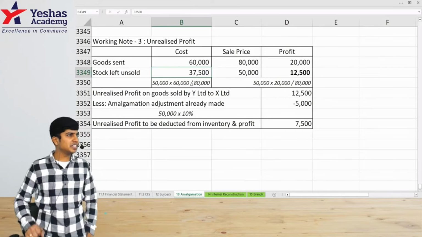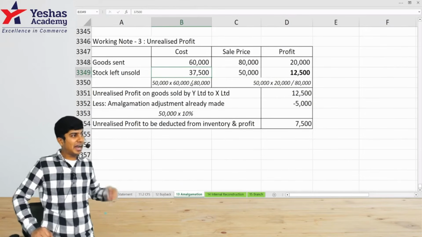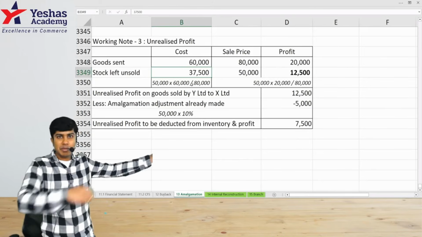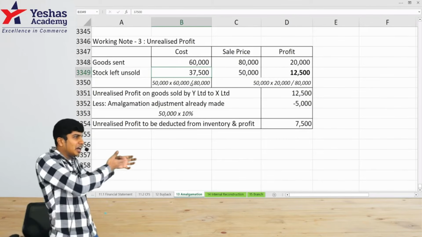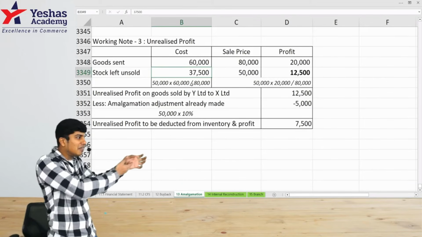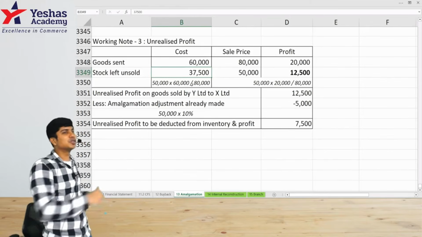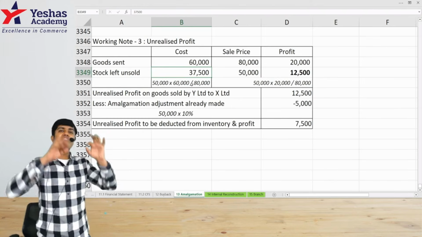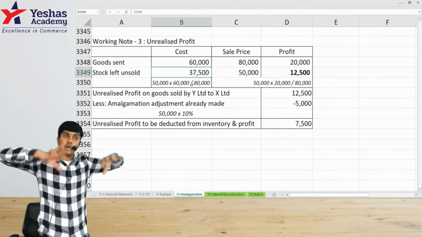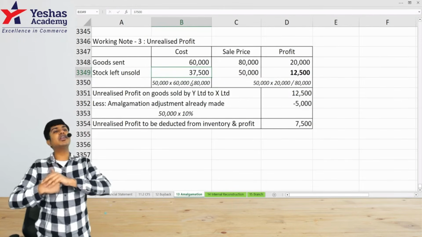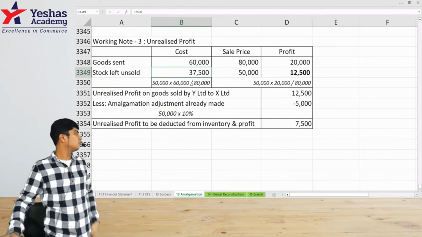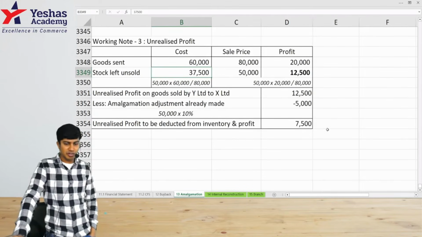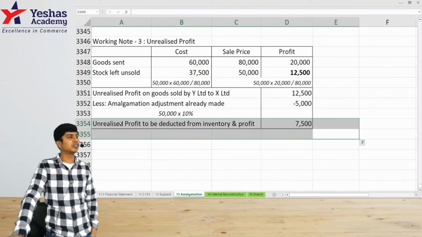So cost of the inventory is 37,500 and selling price is 50. That 50 in X Limited balance sheet, when I'm taking it to mine, I've already done minus 10%. It's already become 45. 45 will be reduced to 37,500, not 50 to 37,500. 50 to 37,500 is the reduction totally. Already 5 reduced in agreed value computation. How much is the reduction? 45 to 37,500, that is 7,500. 7,500 is the unrealized profit.